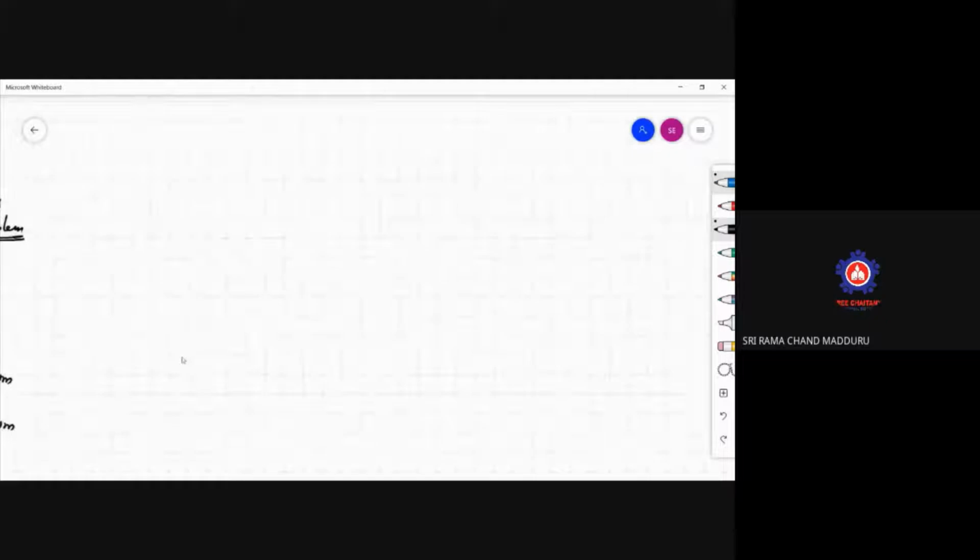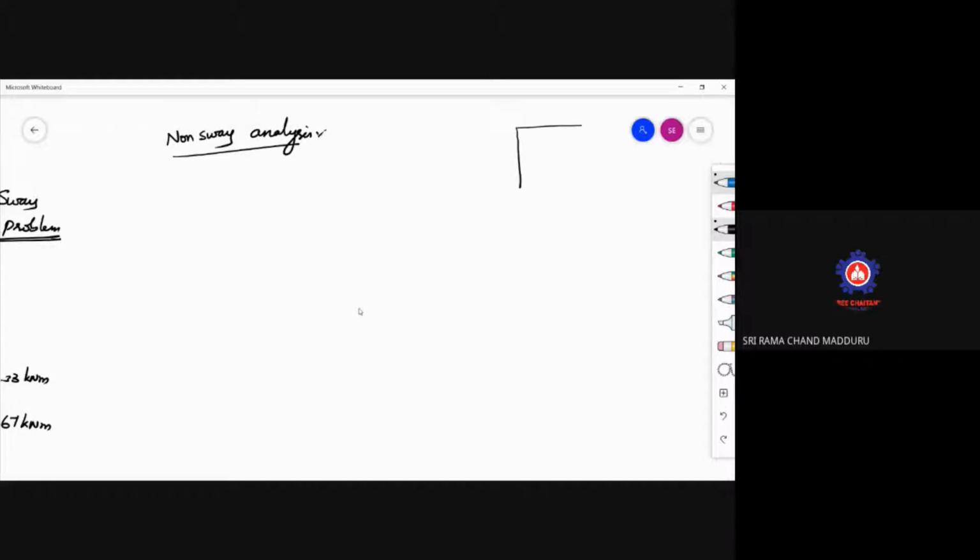non-sway analysis. So keep side heading non-sway analysis. Keep side heading non-sway analysis. So this is your beam, sorry, portal frame. Which is 4 meters, which is 4 meters here. A loading is acting here, which is 60 kilonewton. This is B, this is C, this is A, this is D.